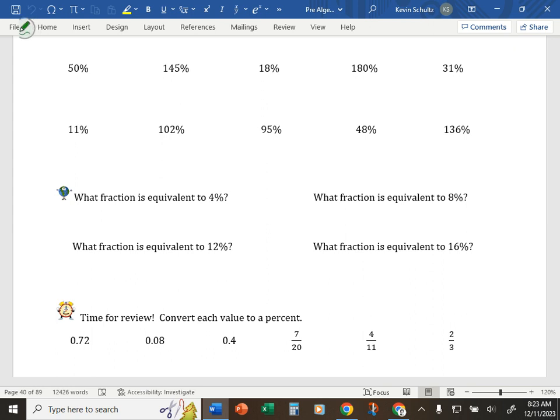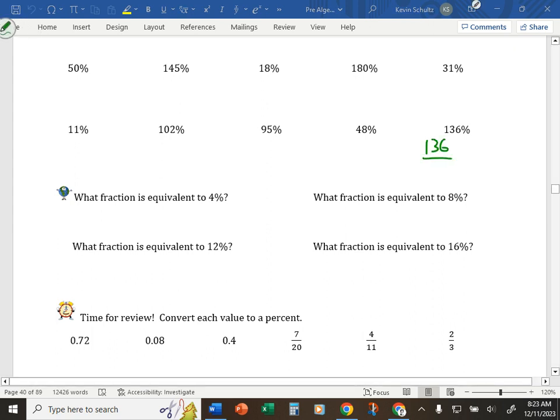136%? That percent symbol means out of 100. So we're putting 136 out of 100. And what can we divide by? 34. 34 does not go evenly into 100. Nor 2, we can divide by 2. They are both even. We'll see where that gets us.